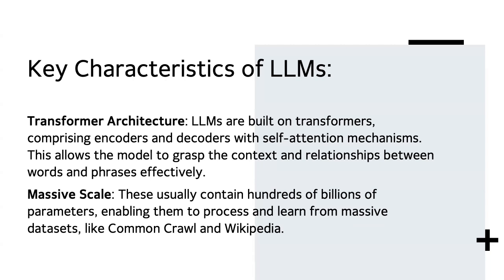In LLMs, there are key characteristics. The first one is transformer architecture. This is the architecture that builds LLMs, which comprises encoders and decoders with self-attention mechanisms. This allows the models to grasp the context and relationships between words and phrases effectively.